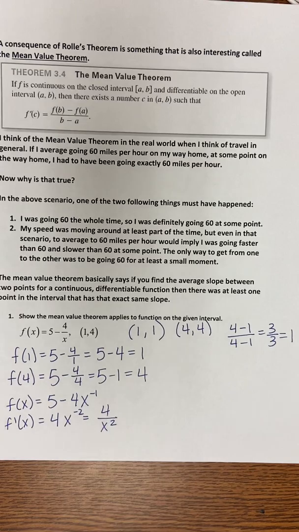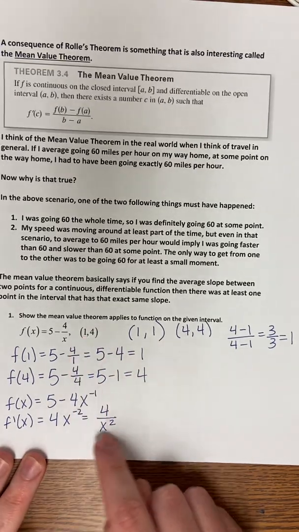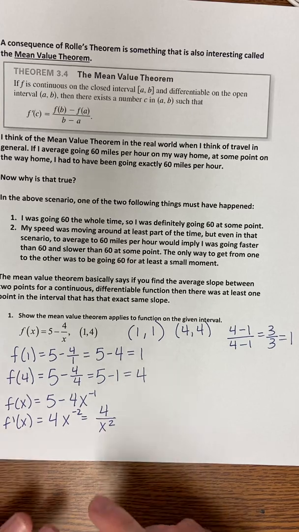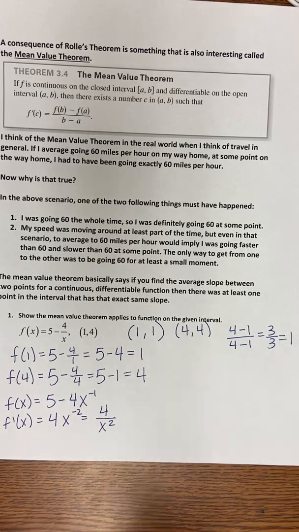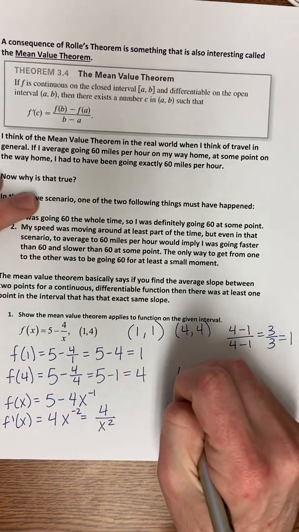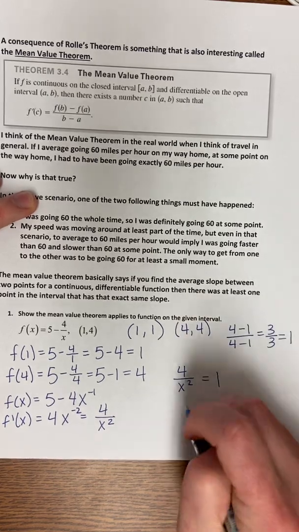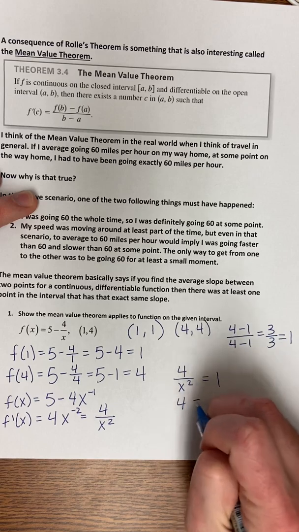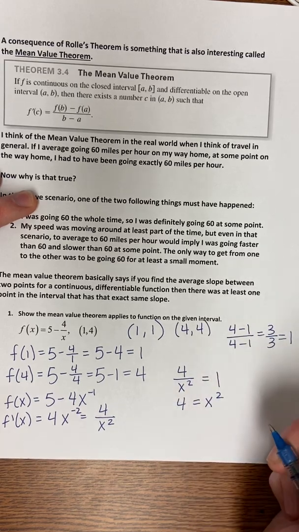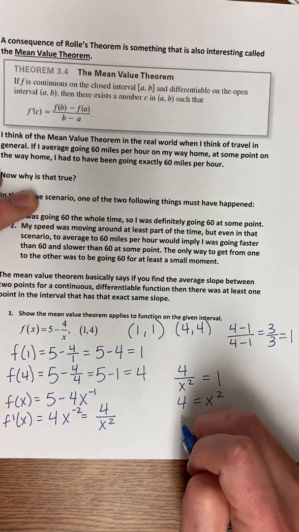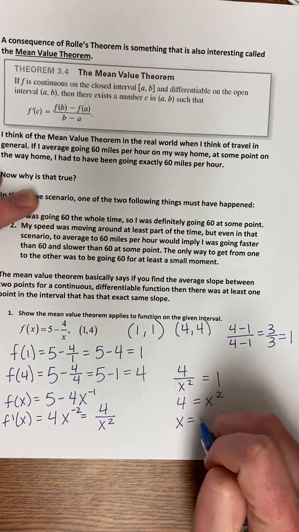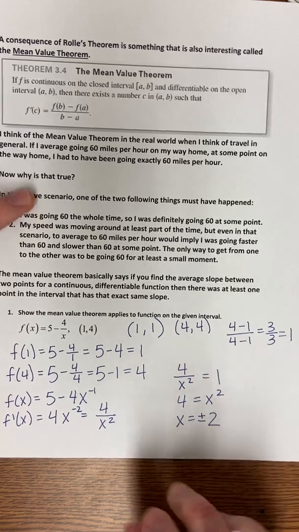Now, mean value theorem is stating that somewhere between the x values of 1 and 4, this thing should be equal to the average slope of 1. So what we'll do is take the 4 over x squared and set it equal to 1. If we multiply the x squared to the other side, we see 4 equals x squared, which means x technically is plus or minus 2.